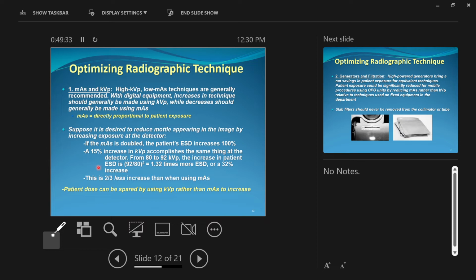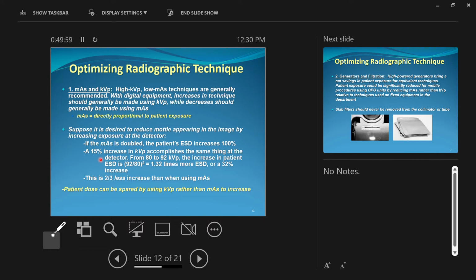So you want to get an image that's better, right? You can do it by raising mass, which increases patient dose, or you can raise kVp, which also increases patient dose, but way less, okay? A 15% increase in kVp is equivalent to about a 30%, I've heard 40% too, but about a 30% increase in mass, in exposure. Importantly, the image receptor sees both of those as the same thing.